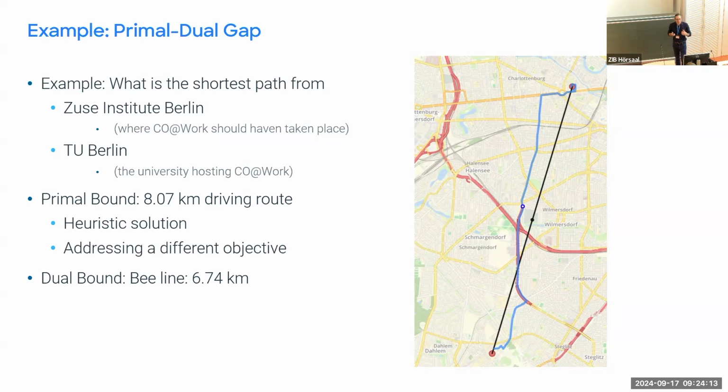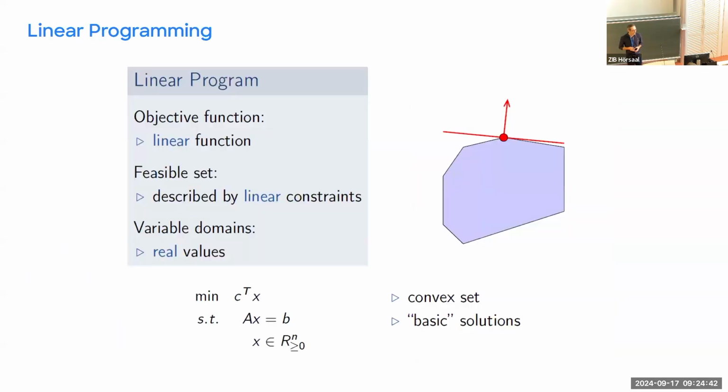But you can get a dual bound for your problem by a very simple other way, just looking at the beeline. And so comparing now the 6.74 with the 8.07 kilometers gives you a difference between the solution that you have and the dual bound that you have, which is 16.48%. And in optimization algorithms, the goal is always to drive this gap to zero.